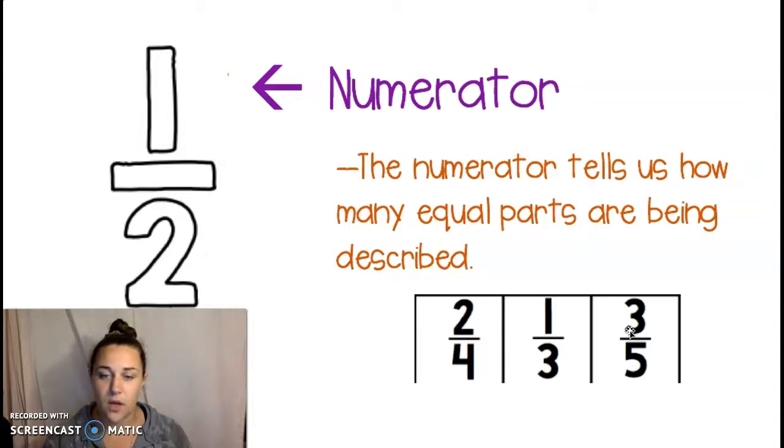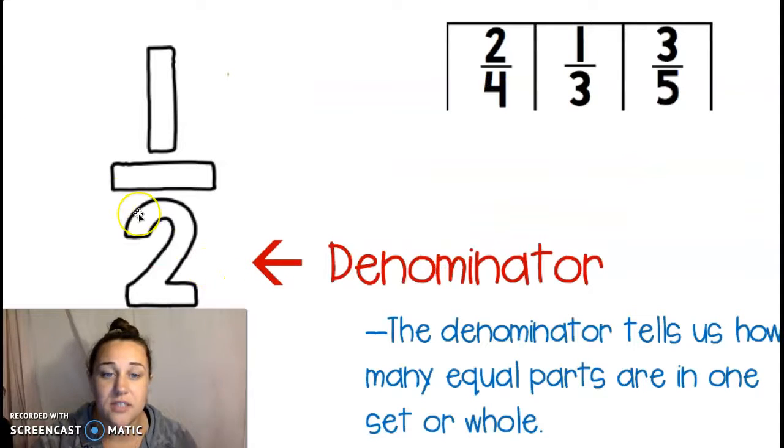Whatever the case may be, whether it be how many slices of pizza or pie, or how many pencils broke, how many cats, how many dogs, how many girls, how many boys. It doesn't matter. It could be anything. But the numerator tells us how many equal parts are being described. That's what they're talking about. All right? So then we have our denominator. And remember, the denominator is down under the fraction line. Down. It's down, underneath. The denominator tells us how many equal parts are in a set or whole.